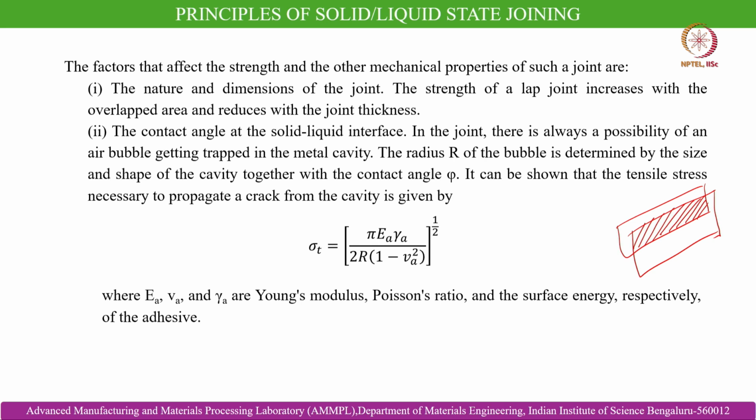And number 2 is the contact angle between the solid-liquid interface. In the joint there is always a possibility of an air bubble getting trapped in the adhesive melt cavity. The radius r of the bubble is determined by the size and shape of the cavity together with the contact angle phi. It can be shown that the tensile stress necessary to propagate a crack from the cavity is given by sigma t equal to pi E A delta A by 2 r (1 minus nu A square) to the power half.